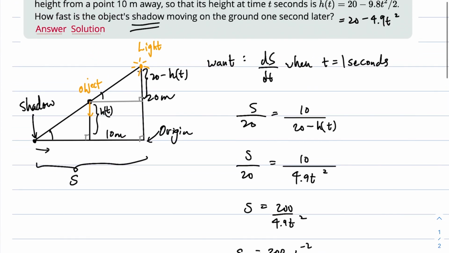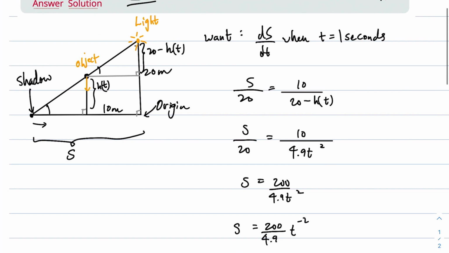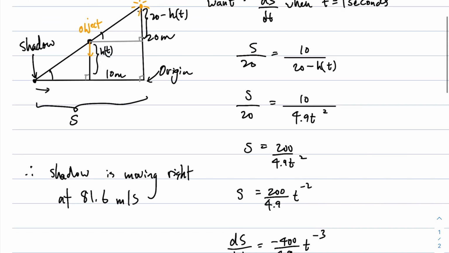But the question is just asking for the speed of the shadow, I think. Let's see. How fast is the object's shadow moving? Because they want the speed, you can just ignore the negative sign, and you could just say the shadow is moving towards the right. Therefore, the shadow is moving right at 81.6 meters per second.